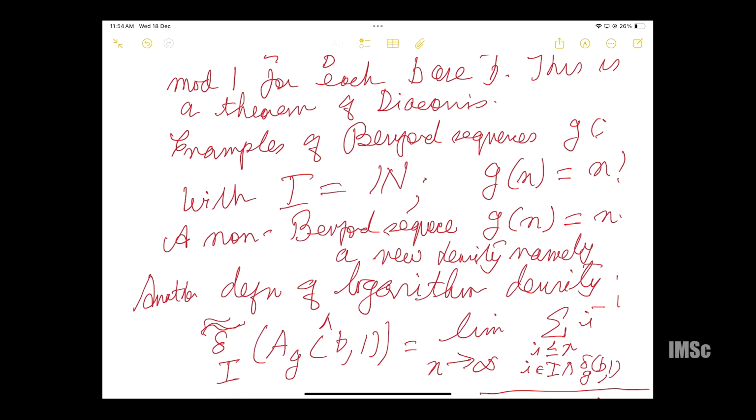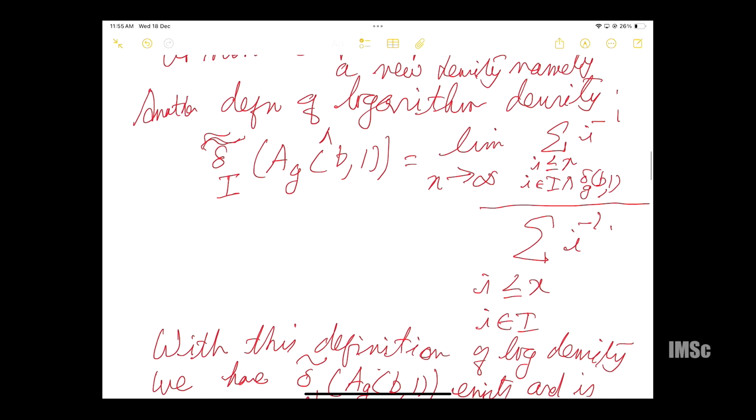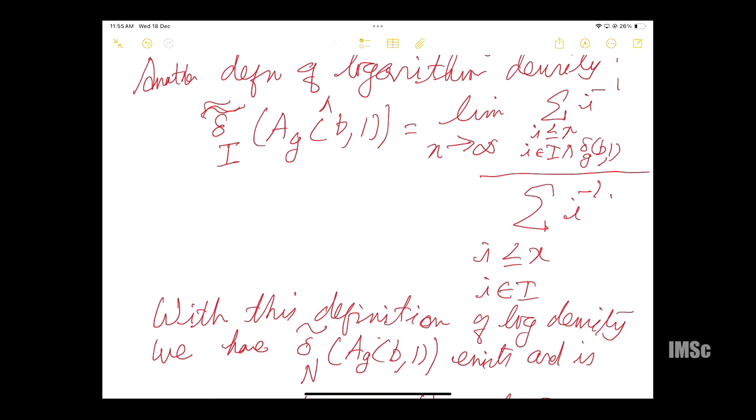And the most natural sequence, the identity map G_n equal to n, does not have the density. So it's not Benford. Suppose a set fails to be Benford in the sense that it doesn't have the first density, which is called arithmetic. Then we move to another definition, a new density, more or less called log density. What is that? I start with the same function, leading digit 1, but instead of counting the number of i's, I take the sum of i inverse, i belonging to I intersection, and divide by the total, the sum of i inverse for i less than or equal to x.